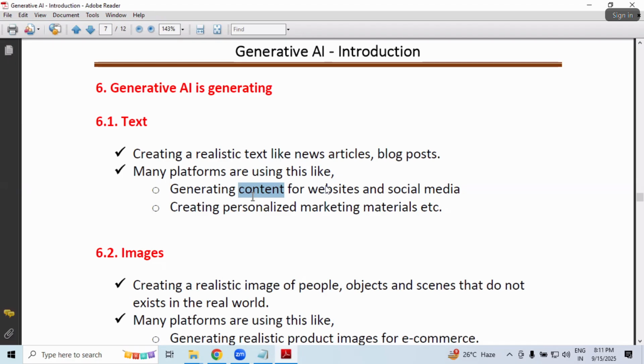Okay. See, many platforms are using this, generating content for websites and social media, creating personalized marketing material. Almost all companies are using it.